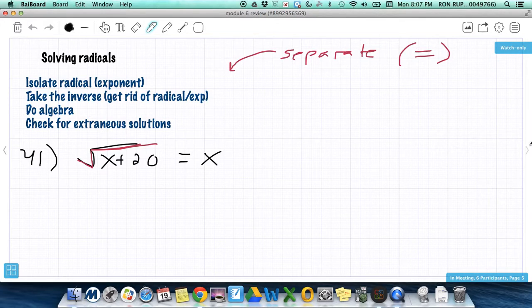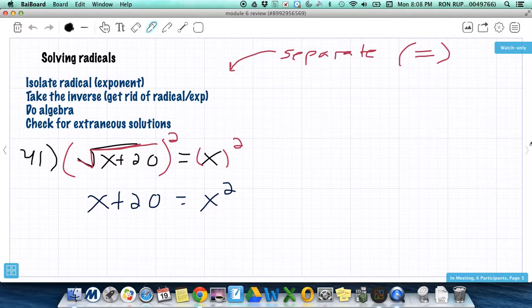To get rid of that radical, I will square each side. When I do that, the square root symbol and the power of 2 basically cancel each other out, and I'm left with x plus 20 equals x squared. Now I need to do algebra.